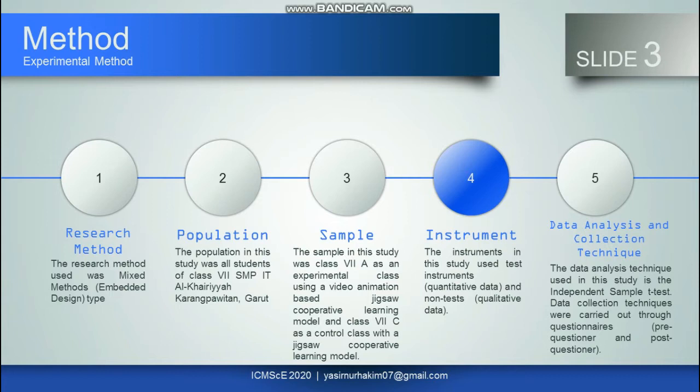2. Population. The population in this study was all students of class 7 SMP ITL Khairiyah Karangpawitan, Garut. 3. Sample. The sample in this study was class 7A as an experimental class using a video animation based Jigsaw Cooperative Learning model, and class 7C as a control class with a Jigsaw Cooperative Learning model. 4. The instrument in this study used a test instrument for quantitative data, and non-test for qualitative data.